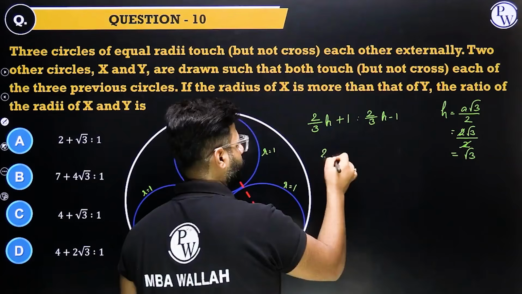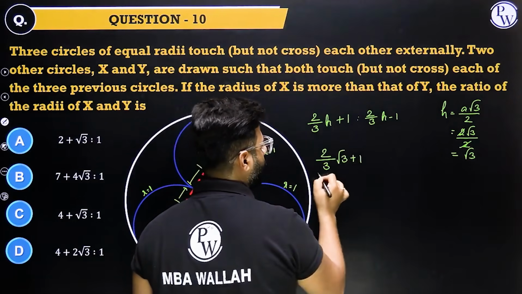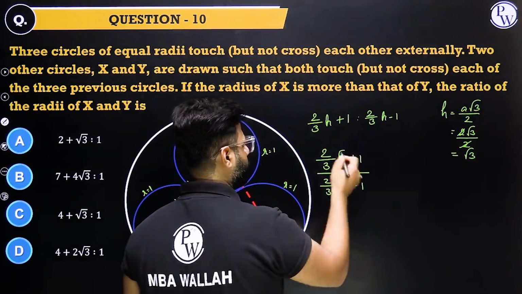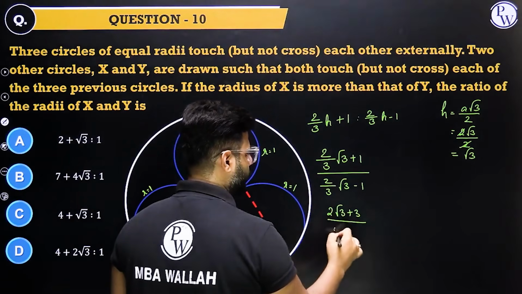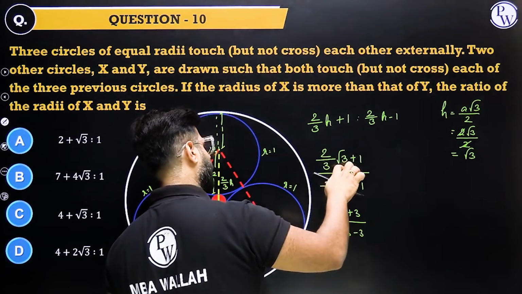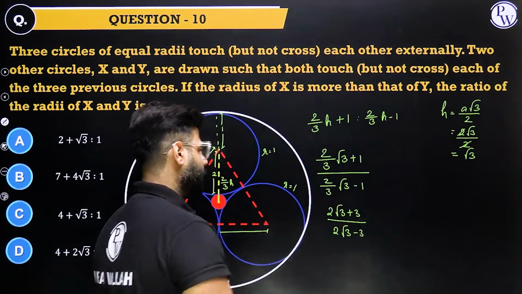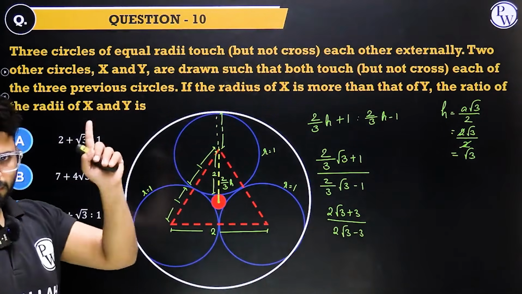So the ratio which you are looking for is 2/3 root 3 plus 1 upon 2/3 root 3 minus 1. Take the LCM. 2 root 3 plus 3 upon 2 root 3 minus 3. Taking the LCM gives 3 in the denominator, which gets cancelled. This is the answer. You want to make it look like this? Rationalize.